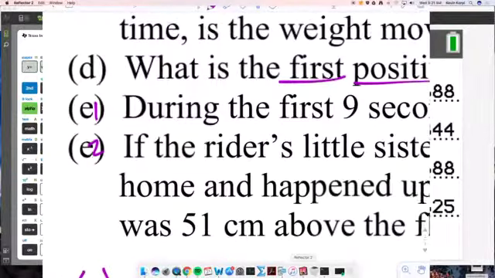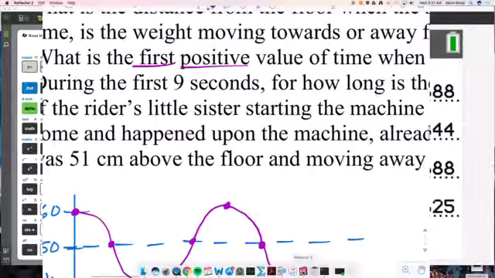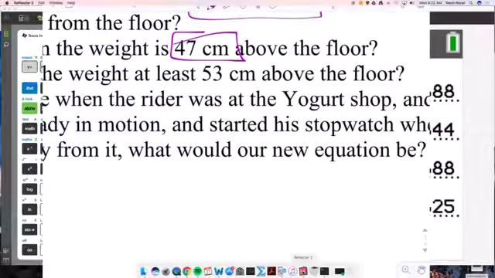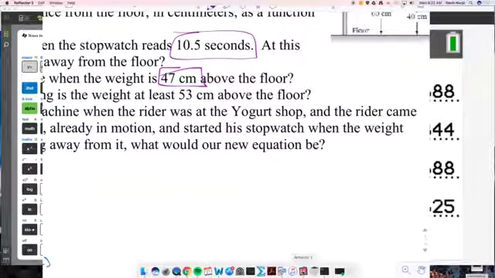So now we're on to part E, the second E. If the writer's little sister, oh my gosh, the little sister, started the machine when the writer was at the yogurt shop. This is so random. He's now at the yogurt shop. So he set up his machine. He's like, you know what, before I start this, I'm going to celebrate.